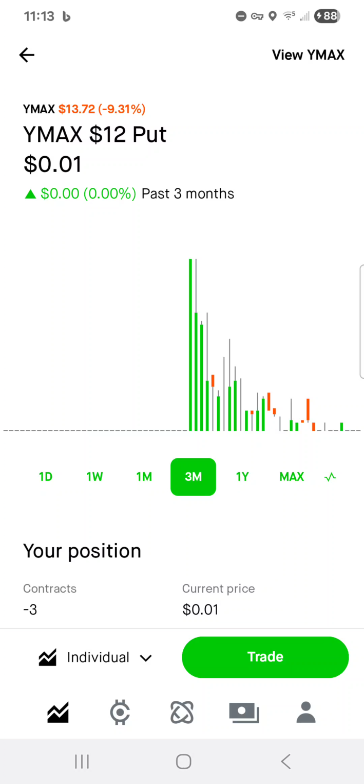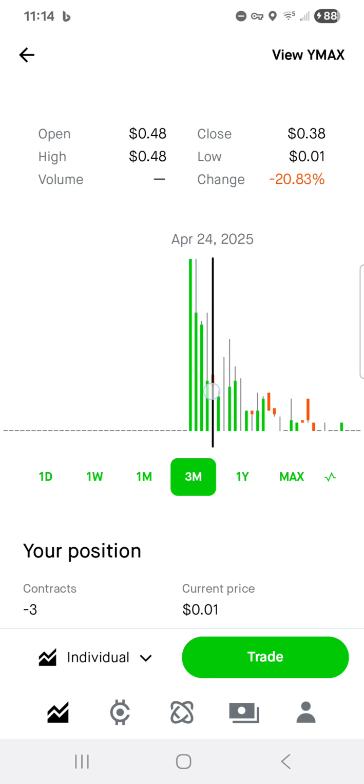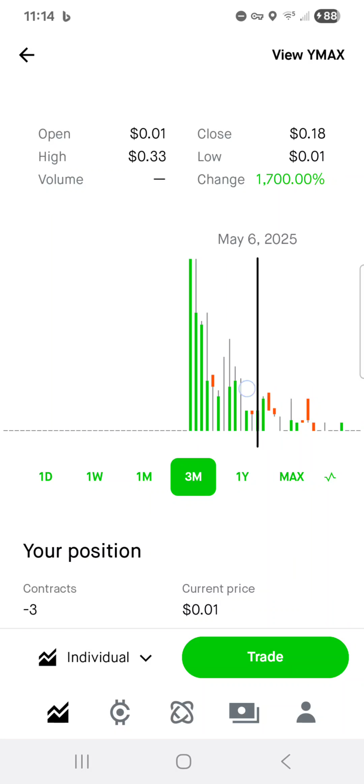So we would believe that this price would not dip below $12, but if it did, we would be forced to buy 100 shares at the $12 strike price. So we would have to purchase $1,200 worth of the YMAX stock. So we would sell that put for a certain price, and that price is whatever this chart says.